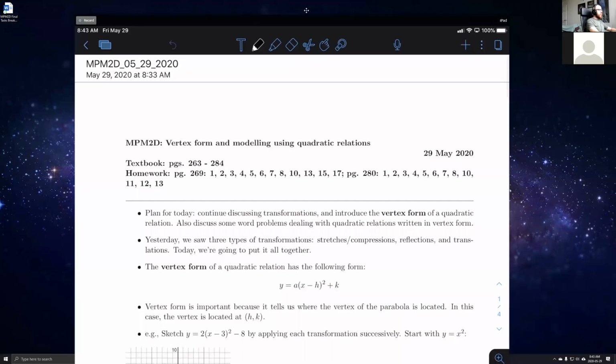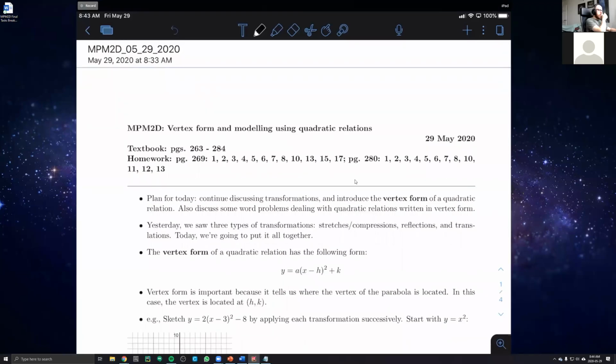Continuation of what we covered yesterday. Okay, so yesterday we talked about different types of transformations that we could do for our parabola, right? So we talked about stretches and compressions, where we're kind of stretching out the parabola or squishing it down or reflecting it across the x-axis. And then we talked about translations, right?